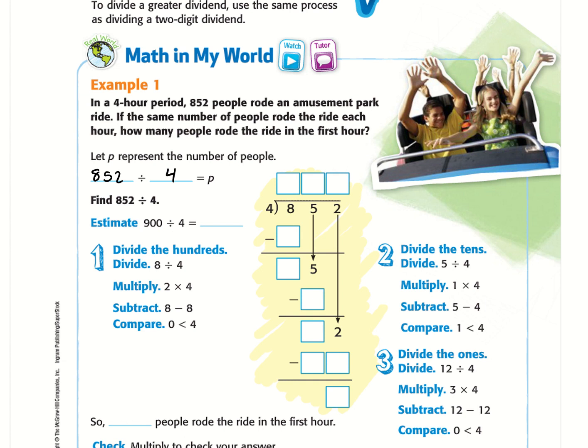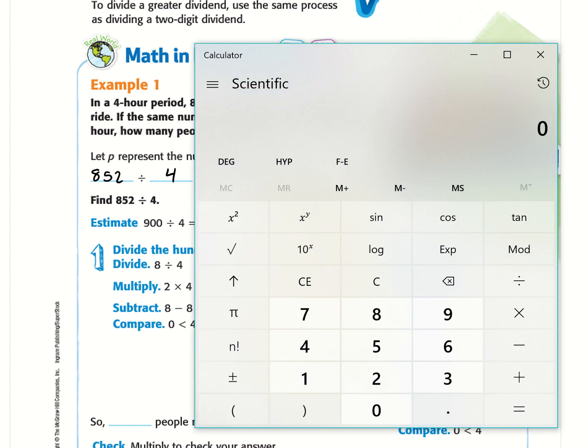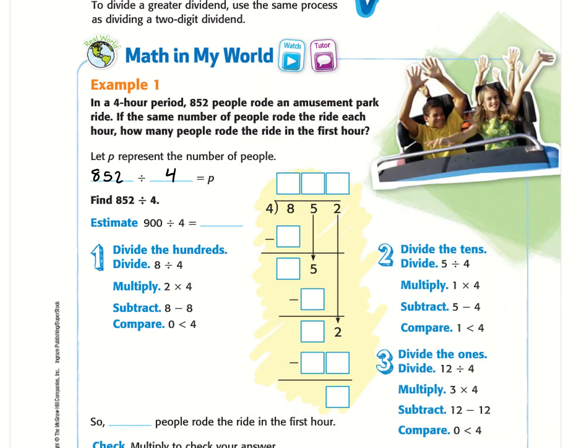So we can estimate 900 divided by 4. That's going to be, let's do that in a calculator, 900 divided by 4 should be 225.